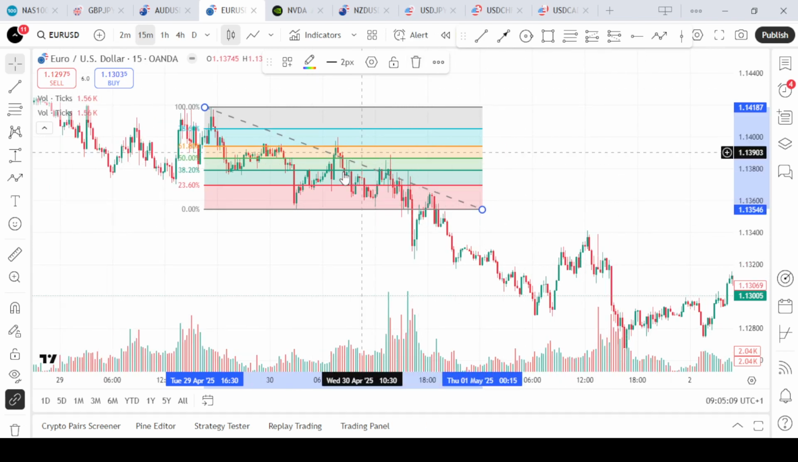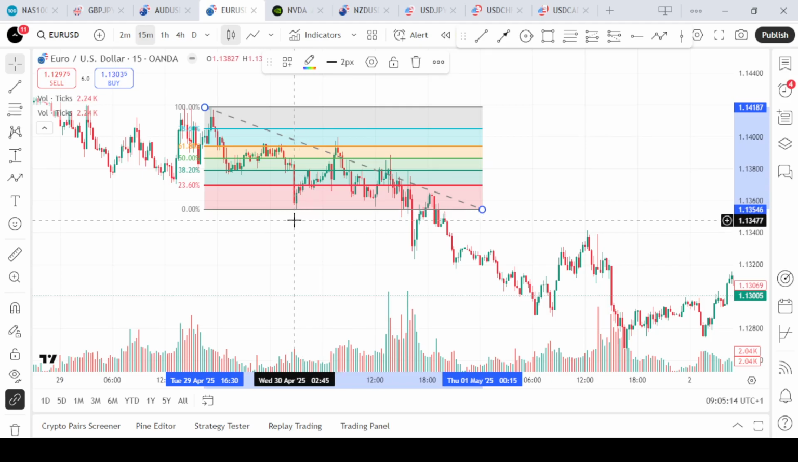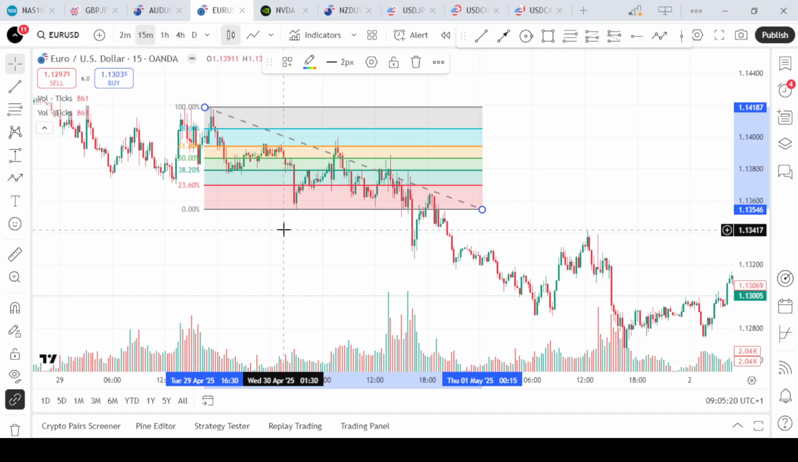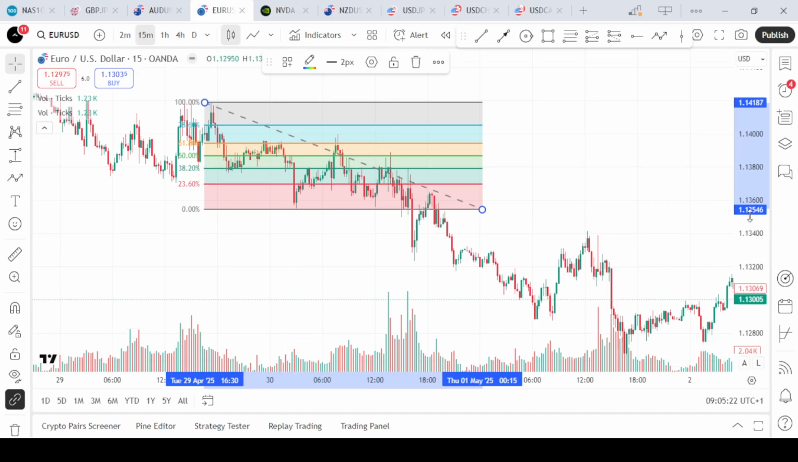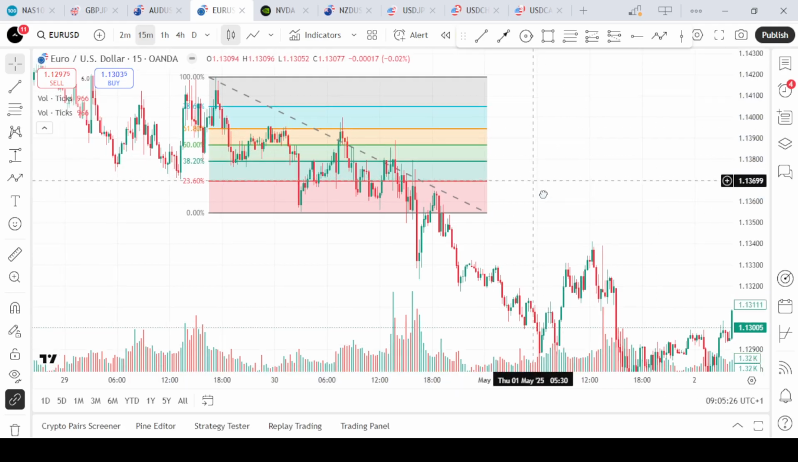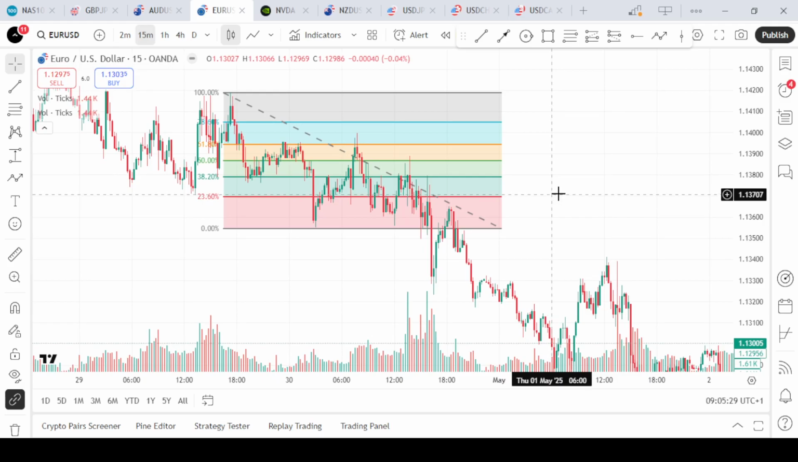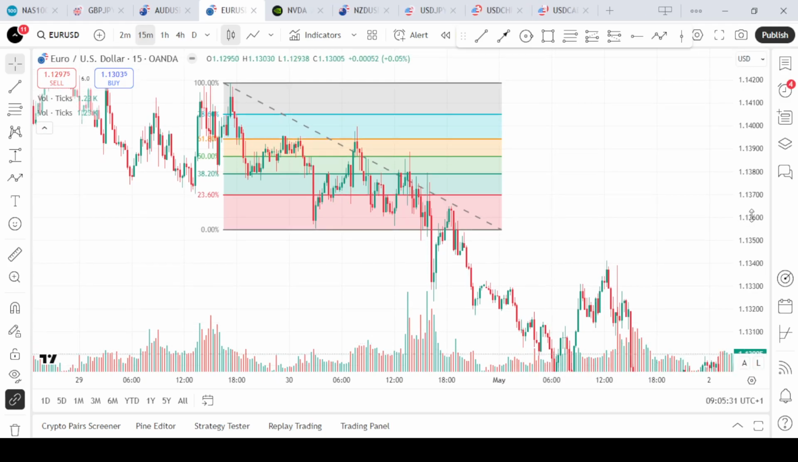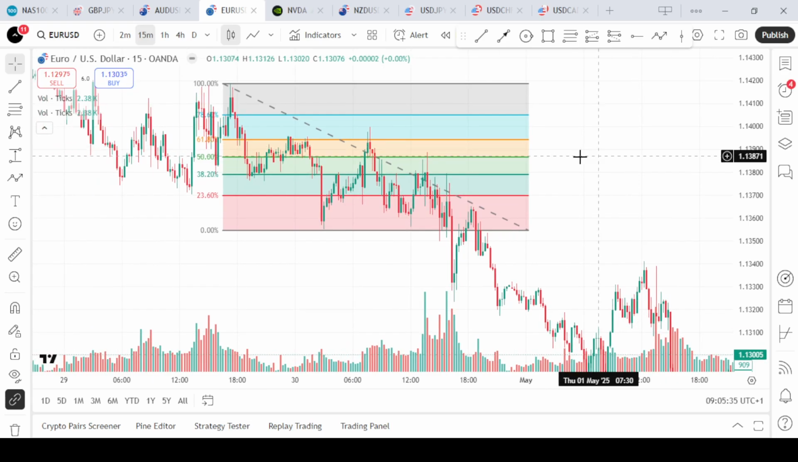The Fibonacci trading strategy involves using Fibonacci retracement levels to identify key areas on the chart where price might reverse or consolidate from, helping you plan your precise trade entry and exit. So this is how we can use this Fibonacci strategy for our day trading.